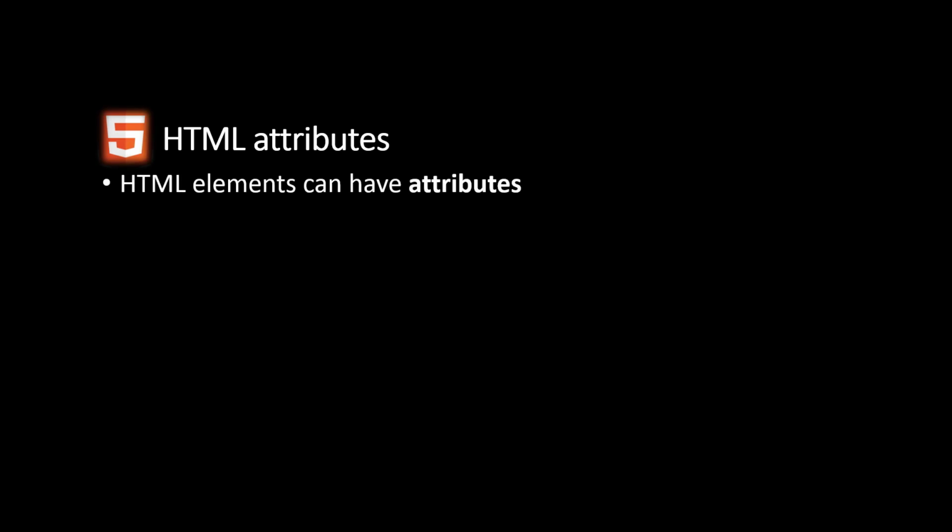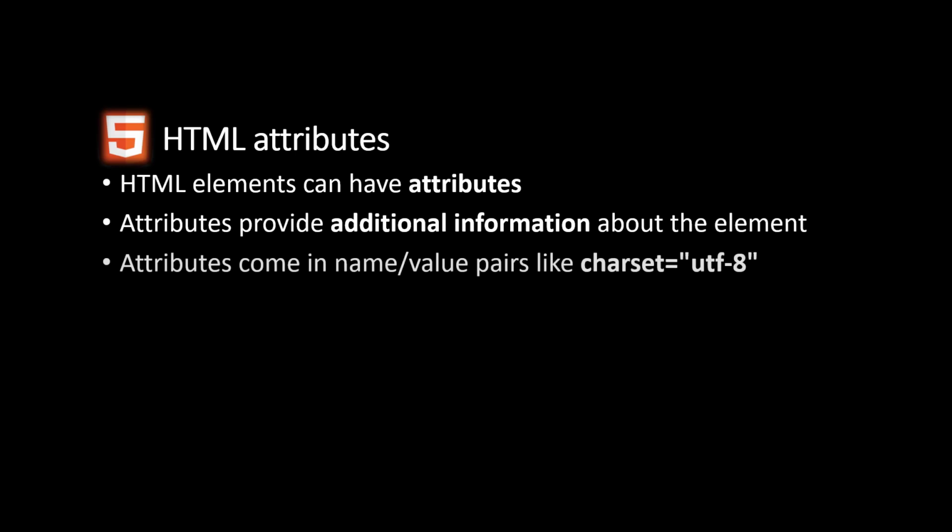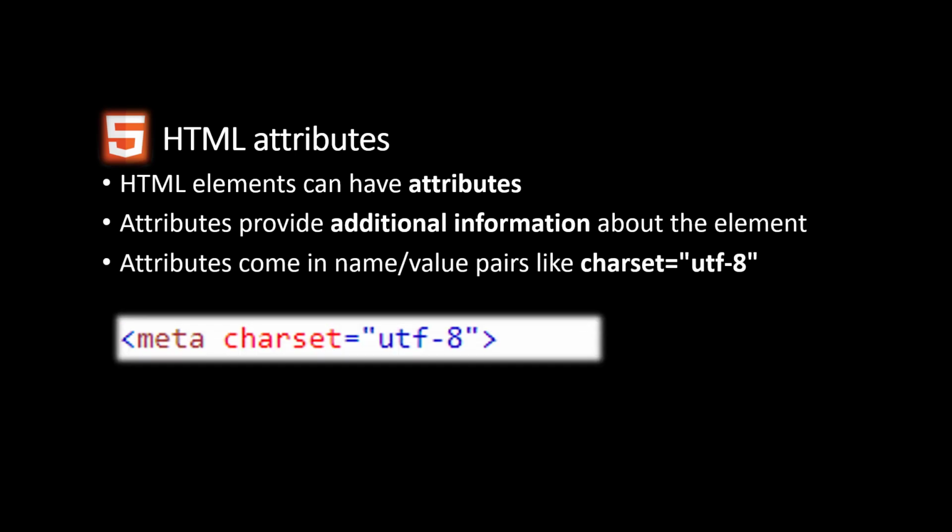HTML attributes. HTML elements can have attributes. Attributes provide additional information about the element. Attributes come in name-value pairs, like charset UTF-8. Like here, meta charset UTF-8. Meta is an element, and charset equals UTF-8 is an attribute. Here you can see.